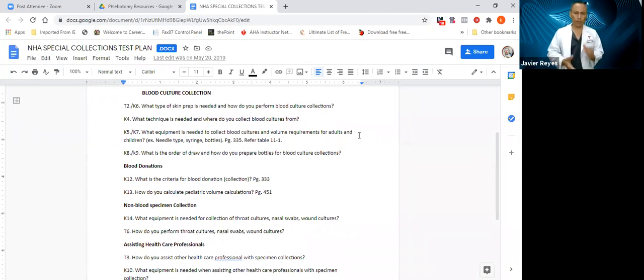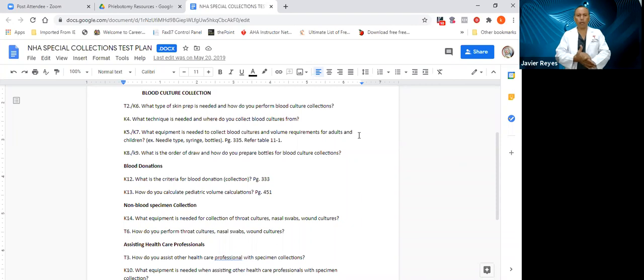For adults, usually every bottle requires 10 mLs. And for children, usually requires about 1 mL depending on the size of the child. And you can look at the table on page 335 for specific. Usually they take like 1 mL for the bottles. You cannot use pediatric bottles for adults or adult bottles for little kids. It doesn't work. Make sure that you use the right ones.